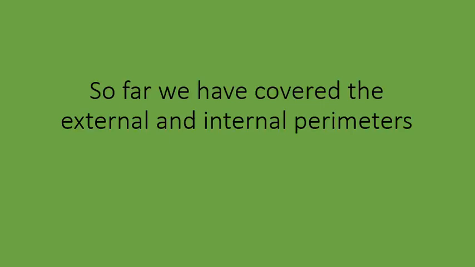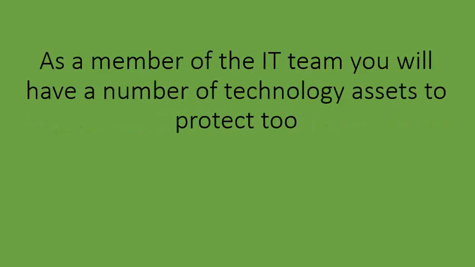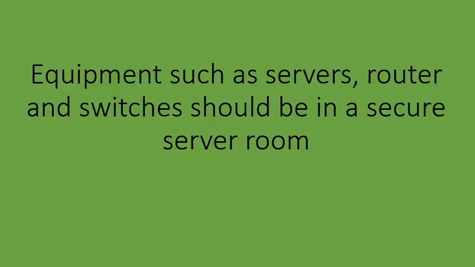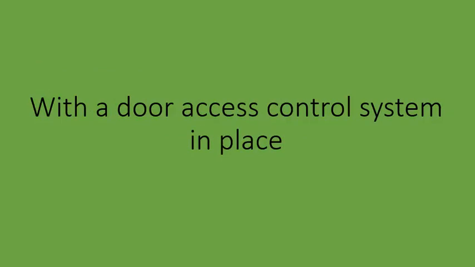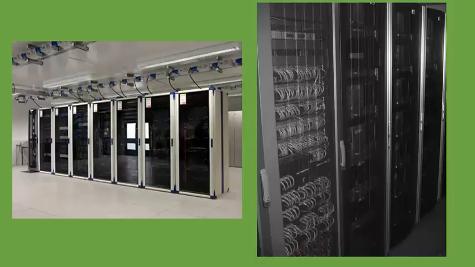So far we've covered the external and internal perimeters. But physical security doesn't stop there. As a member of the IT team, you'll have a number of technology assets to protect too. Equipment such as servers, routers, switches, etc. should be in a secure server room. A secure server room that has a door access control system in place. And the equipment within should be located in secure, lockable racks or cabinets, such as the one pictured on the screen now.